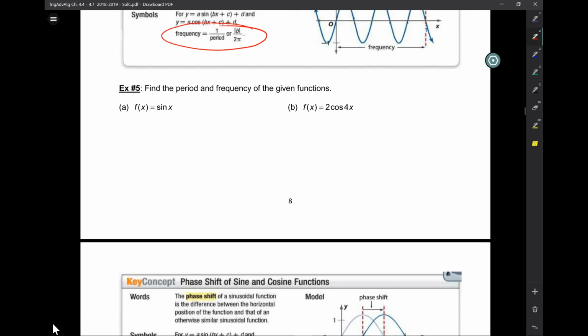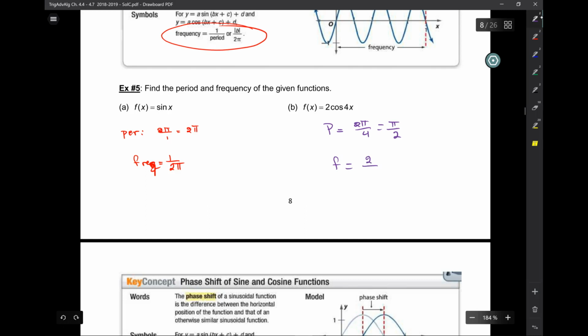For frequency? Yes. So here, what's the period of that first wave? 2 pi over 1, which is 2 pi. So the frequency is 1 over 2 pi. What's the period here? 2 pi over 4, pi over 2. What's the frequency? 2 over pi. I will always ask you this after the period on a test or a quiz. Use that to get a freebie. That's my freebie point question for you.